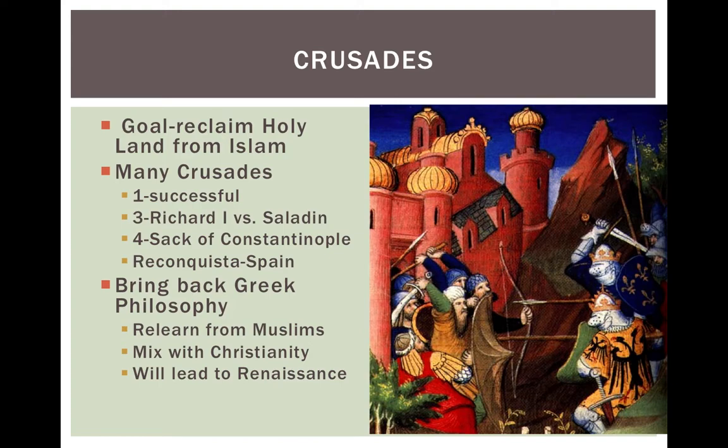Then in the Fourth Crusade, Christians are supposed to go to the Holy Land again. Instead, they make a detour to Constantinople and sack Constantinople, which leads to its downfall. And then the last major crusade to make note of is the Reconquista of Spain, which happens over tens and hundreds of years. But the Christians slowly regain ground there in Spain and will eventually push all of the Muslims and Jews out in 1492.